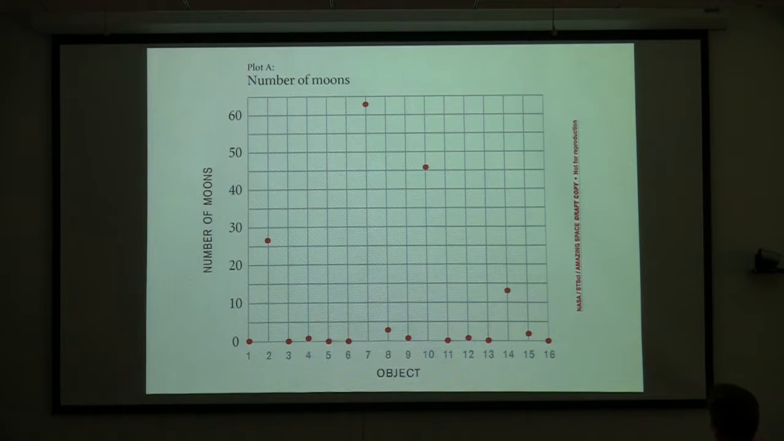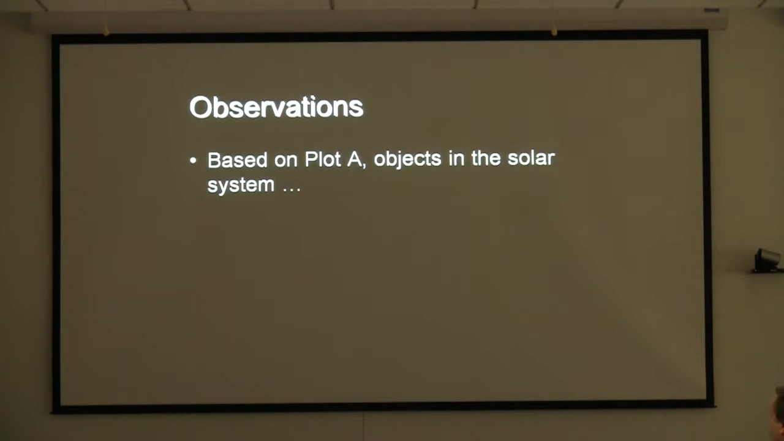Okay, so let's make an observation. All right? Let's make a generalization. We look at one plot. Based on plot A, finish the sentence. Objects in the solar system, right here. Finish that sentence. I have no idea, we're talking about moons. Okay? Moons in the solar system.